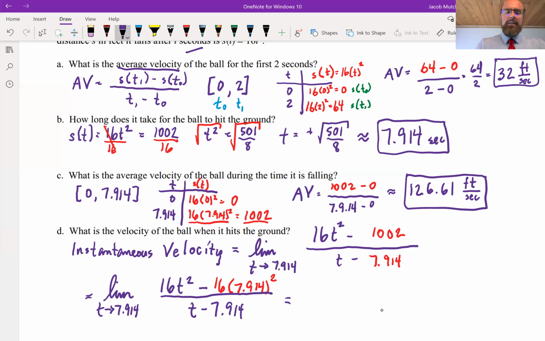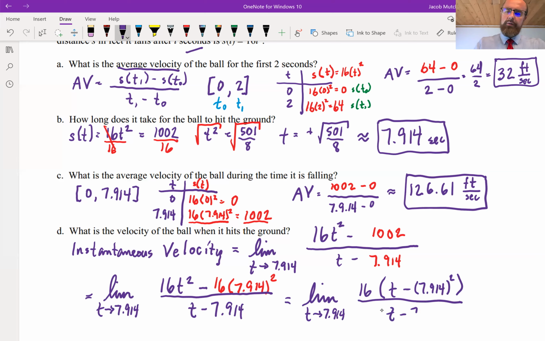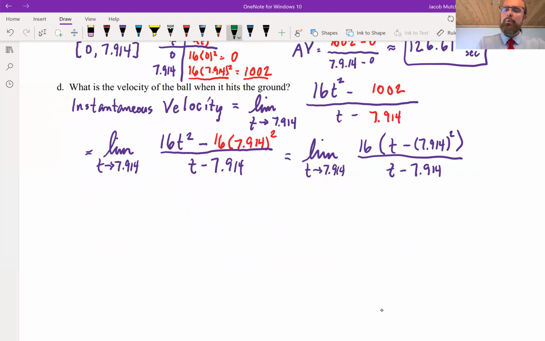So to do that, I notice that I've got in the numerator two terms that share the factor of 16. So this is the limit as time approaches 7.914, and I'll factor that 16 to the side. So what's left is t squared minus 7.914 squared over t minus 7.914. And at that point, I need to just realize that this is the difference of two squares, circled in green there. So that can be factored in the difference of two squares pattern.